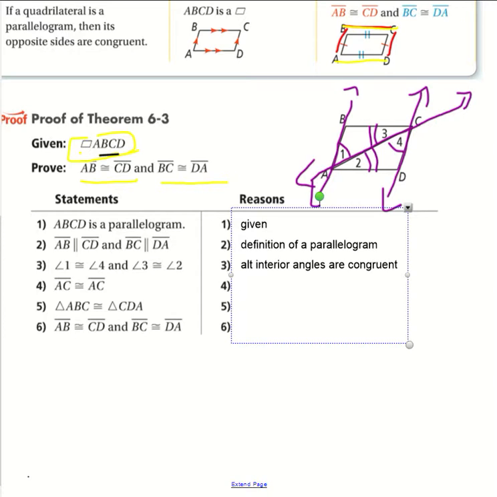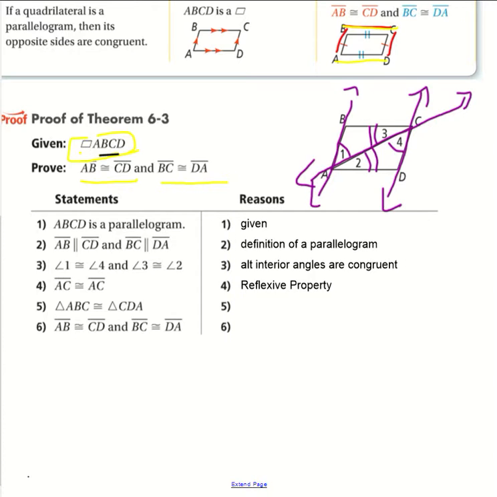Number 4 says AC is congruent to AC. Well, if something's congruent to itself, it reflects itself. That's the reflexive property. We know that. Alright. Angle ABC is congruent to angle CDA. How did they get that?